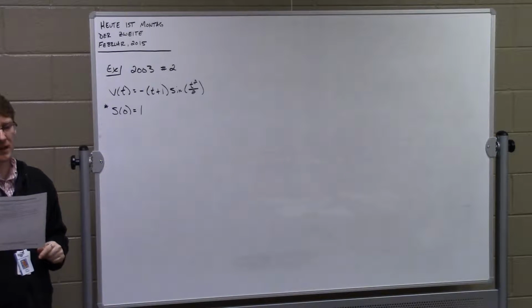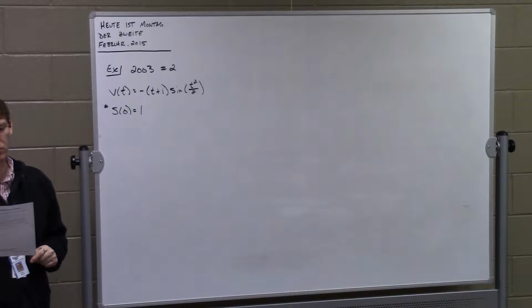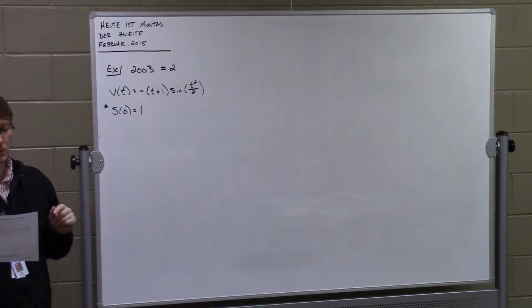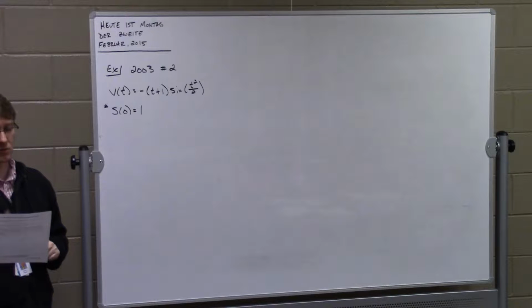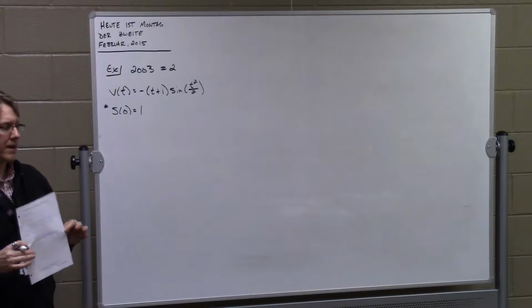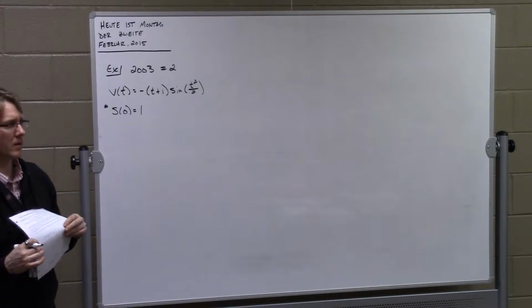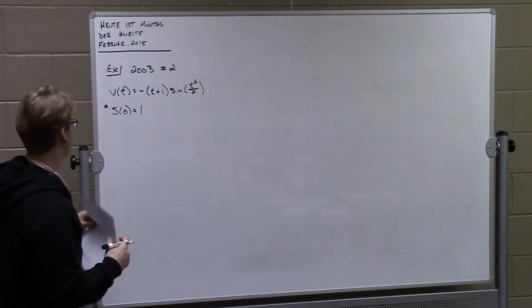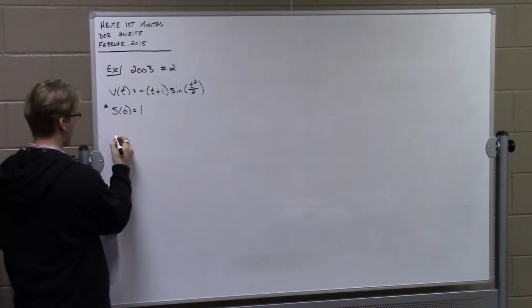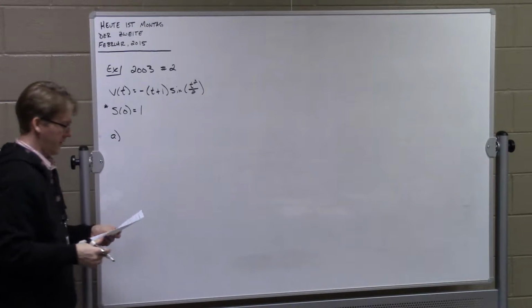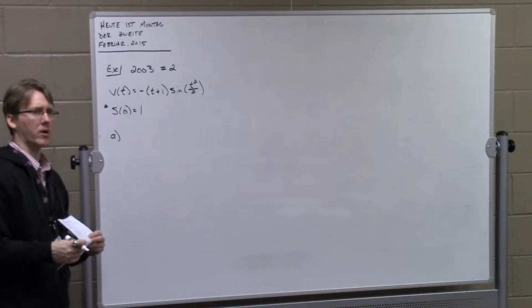Part A, find the acceleration of the particle at t equals 2. Is the speed of the particle increasing at 2, why or why not? Speed is a tricky one. Speed gets kids a lot. Alright, so part A. First, find the acceleration of the particle at time 2.